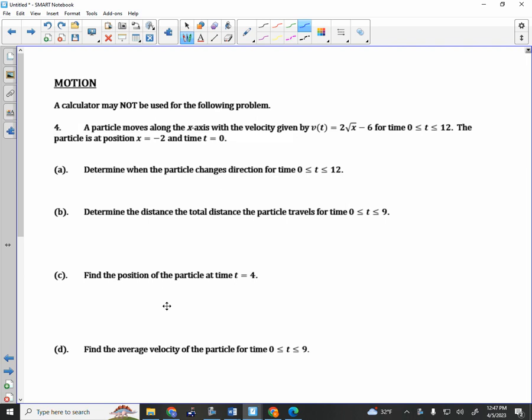The question is, determine when the particle changes direction from 0 to 12. Can you tell me, what are we even looking for when it changes direction? Look for velocity to change sign.